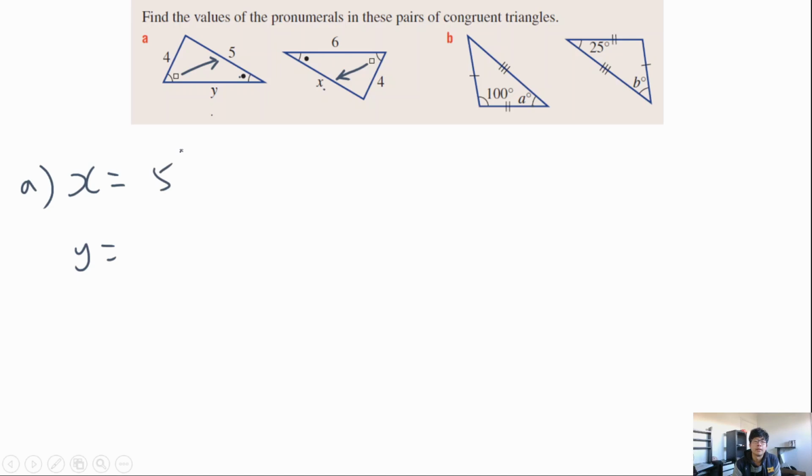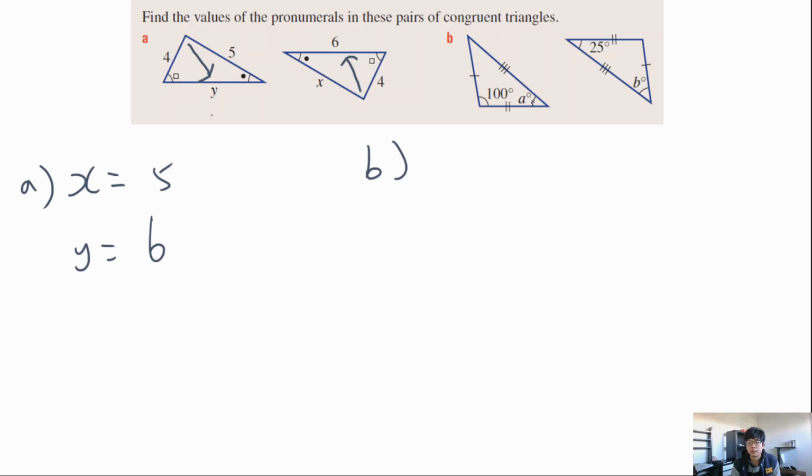Now let's have a look at the other angle, the not labeled angle. Directly opposite to that is 6, and in this case directly opposite to that is y. So we know y is going to equal 6. So that's how we find the corresponding sides and their lengths. Moving on to the next question, we're going to use the same method, but we're going to find the angle this time. So I want to find out angle A first.